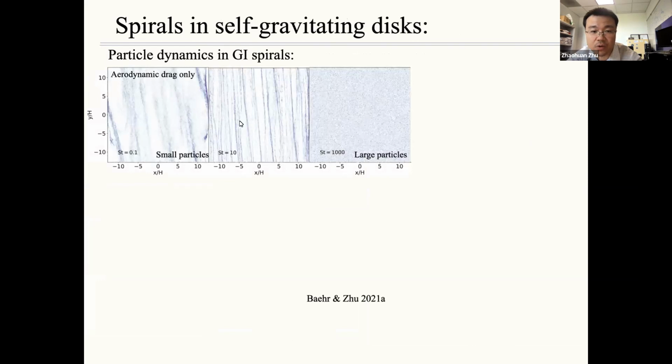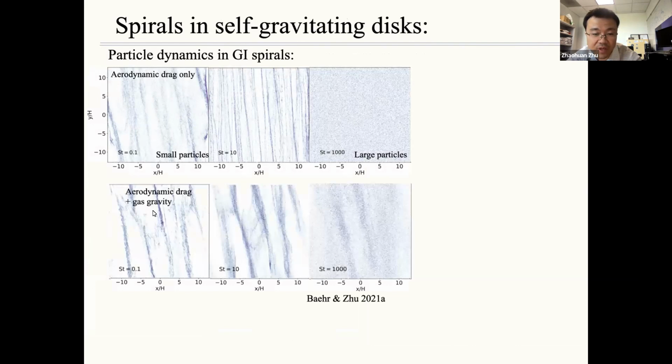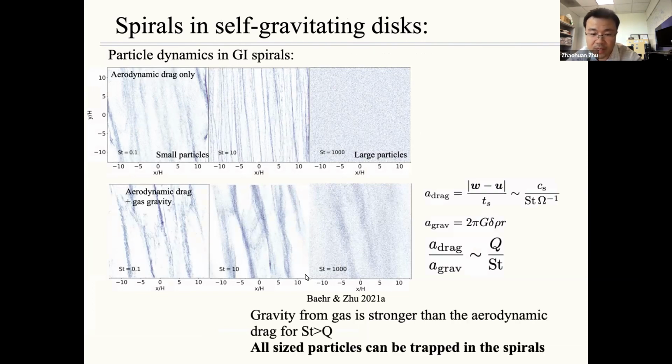You might think that the spirals will not be able to concentrate big particles, because big particles do not feel aerodynamic drag from the gas. But big particles also feel the gravity from the gas spiral. So if we include gas gravity on dust particles, we see these spirals can concentrate dust particles. So you could work out the drag force and gravitational force. Overall, when the particle Stokes number is larger than 2 times the Mercure parameter, the gravity from the gas could concentrate dust particles. So all size particles can be trapped in these self-gravitating spirals.